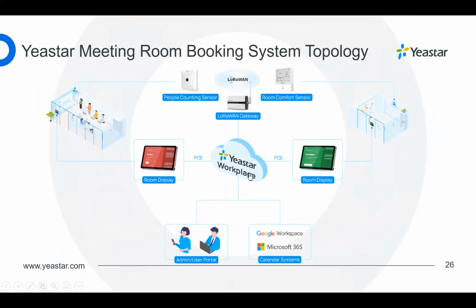The core, the center will be this platform. And then you can mount the room display at the entrance of the meeting room, because you need to check the information and have some interactions with it. So it would be better if we mount it at the entrance of your meeting rooms. And usually we will connect it through PoE if you have a PoE switch in your office. So one cable will be enough.